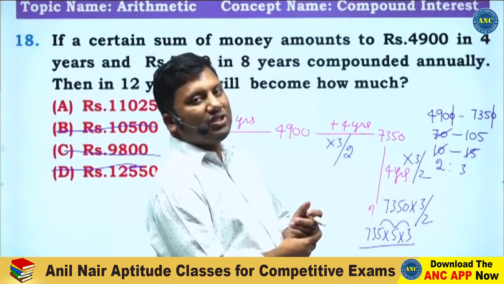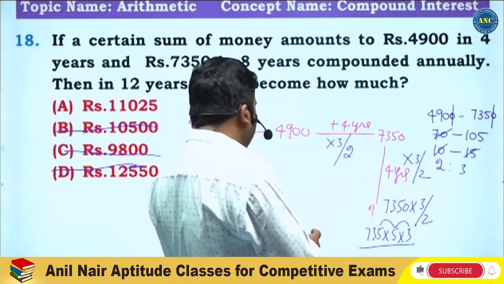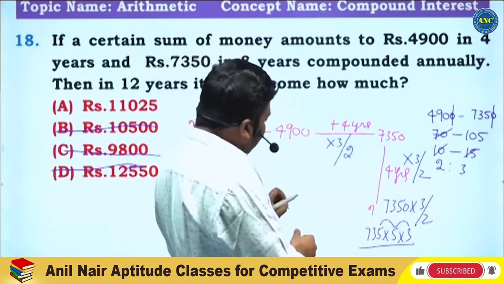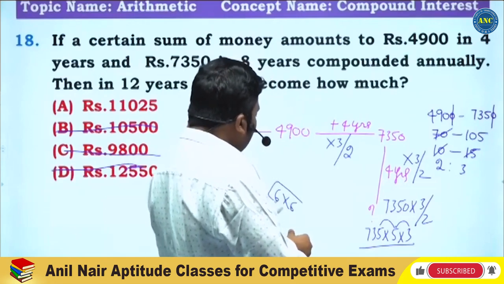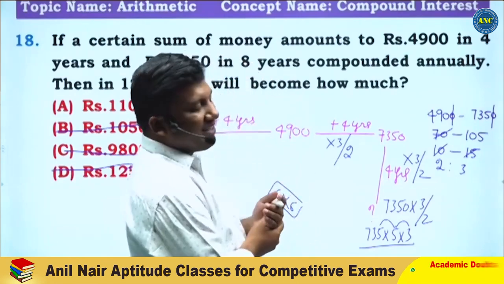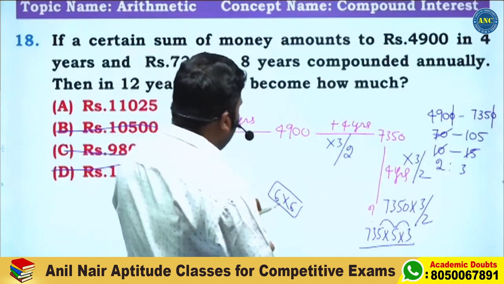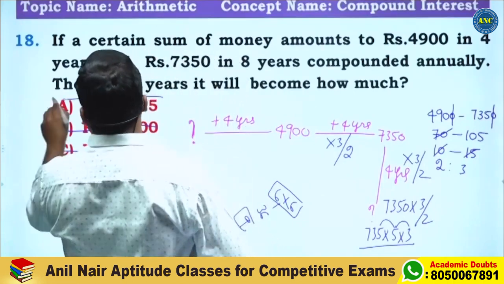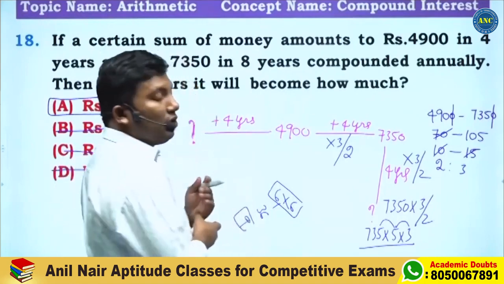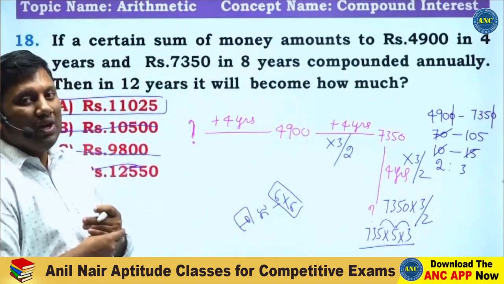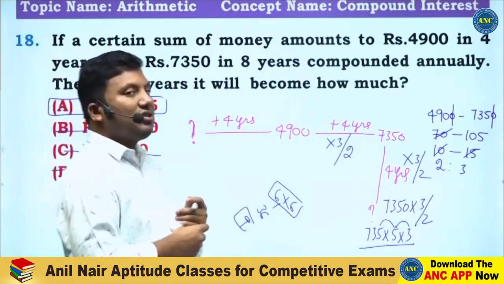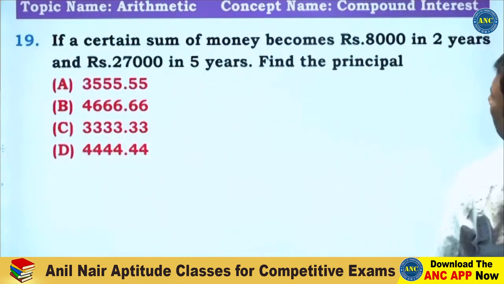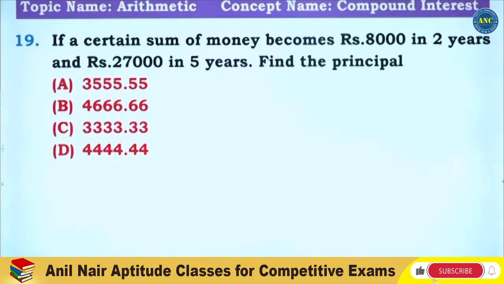735: 7 plus 3 is 10, 10 plus 5 is 15, and 15 is digital sum 6. 5 3s are 15, so 6. 6 6s are 36, and the digital sum of 36 is 9. The answer's digital sum should be 9. 11025: 1 plus 1 is 2, 2 plus 2 is 4, 4 plus 5 is 9. I hope the idea is clear. Next one, read these questions.